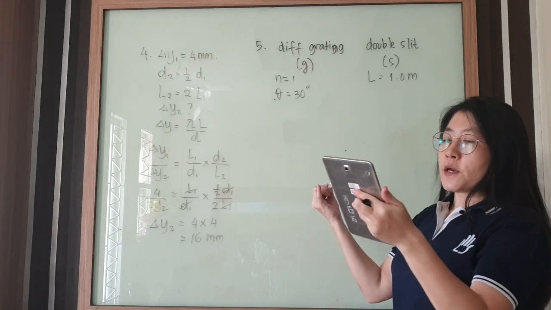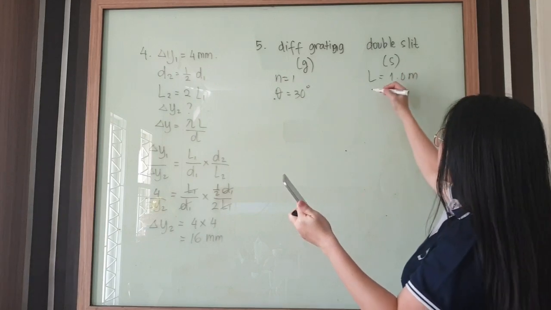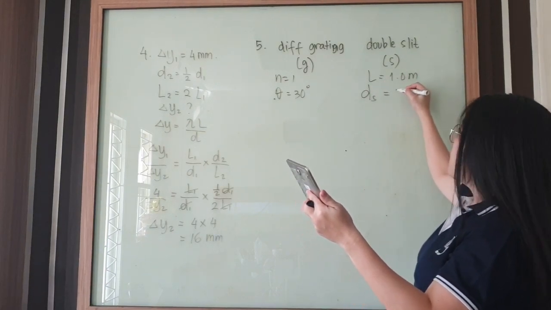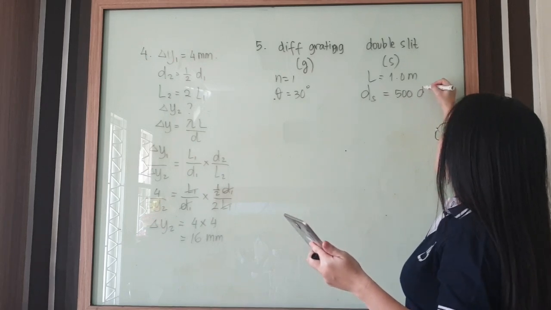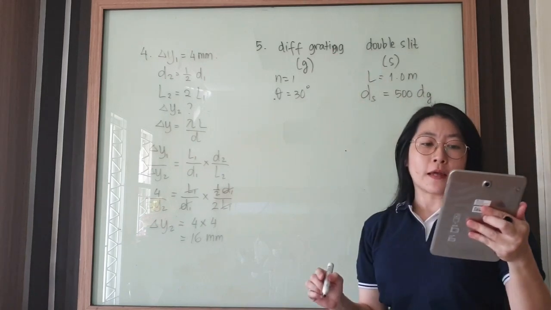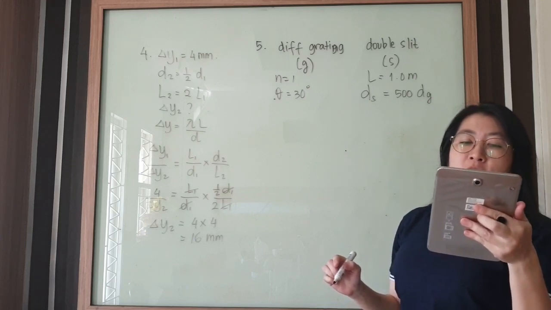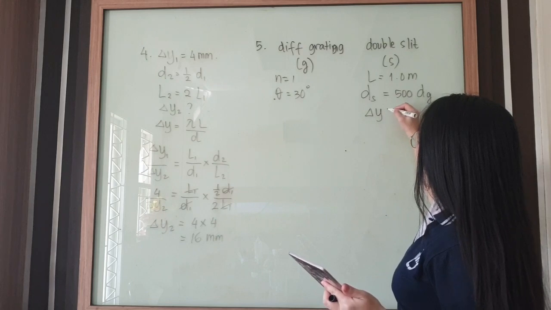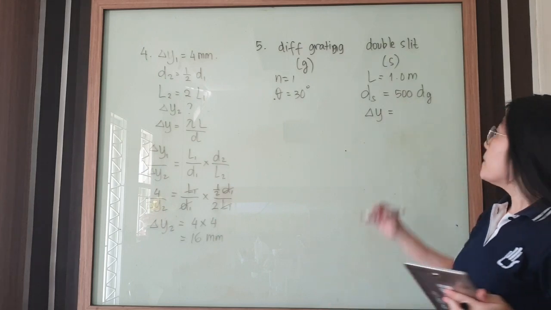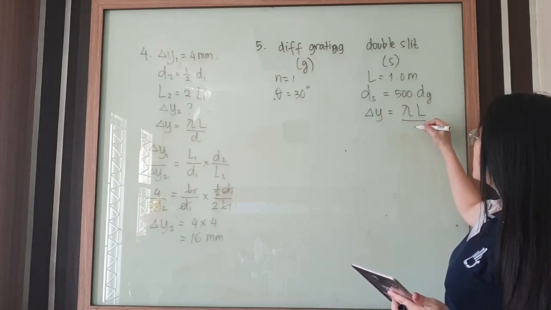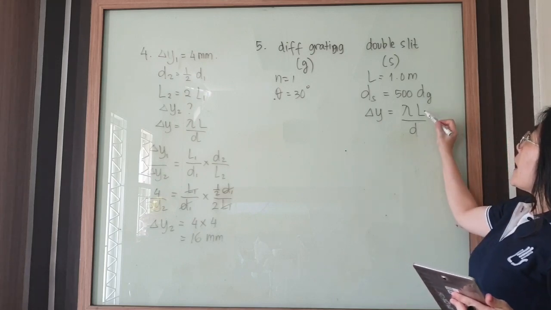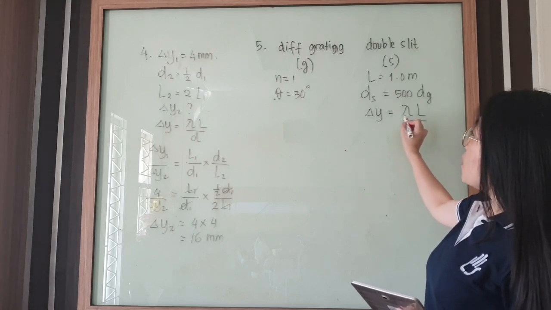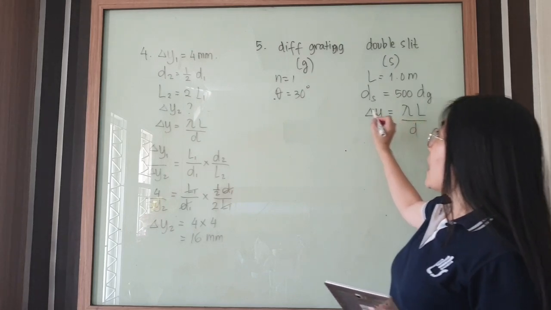The slit separation of the double slit is, I call this ds. It is equal to 500 times dg, d of the grating. We want to find the fringe separation on the screen. So we want to find delta y, which will be equal to lambda L over D. L has been given, and later we can find D. Now, first we have to find this lambda.